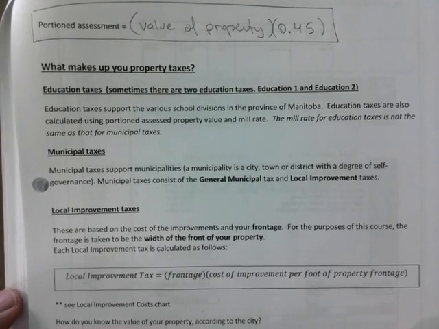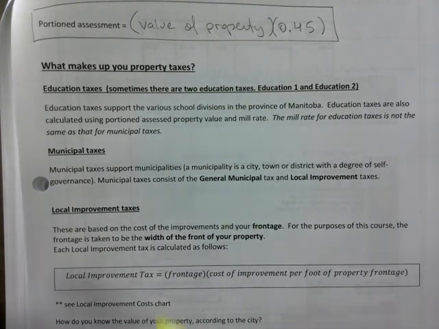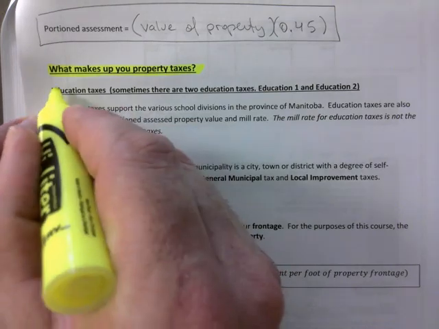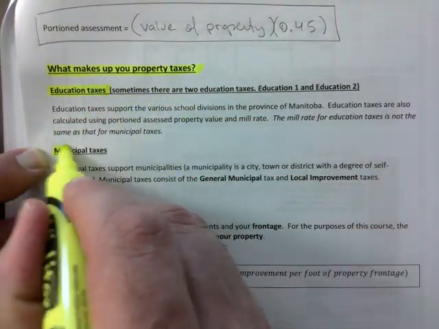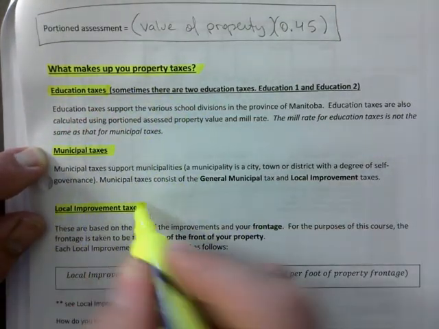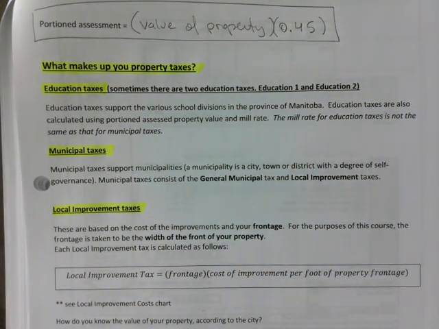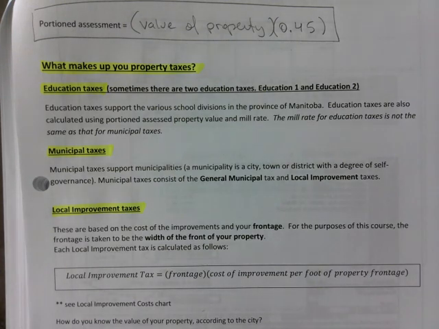I'm going to just briefly go over this. What makes up property taxes? You have your education, municipal, and local improvements. Those three things are going to be on every single property tax bill. Well, you might say, what if there were no improvements made in my area? Highly unlikely. Every summer there's construction everywhere, right? So there's always something scheduled to be replaced. And so likely you will have some kind of local improvement taxes.